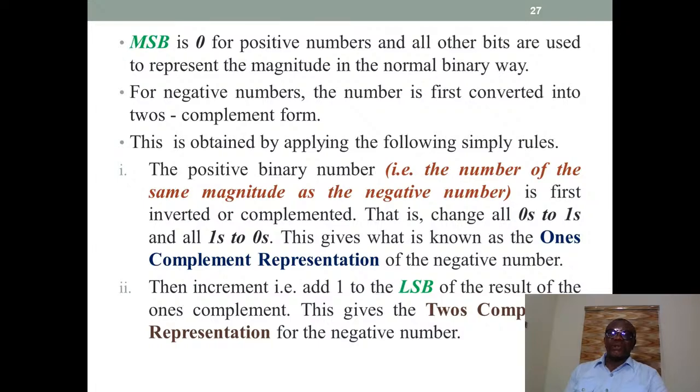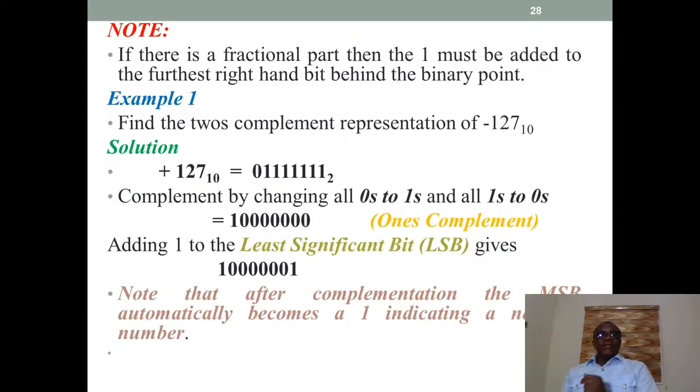This gives you what is known as the ones complement representation of the negative number. Then you increment it. That is, you add 1 to the least significant bit of the result of the ones complement. This now gives you the two's complement for the negative number. If there is a fractional part, then the one you will add must be added to the furthest right-hand bit behind the binary point.